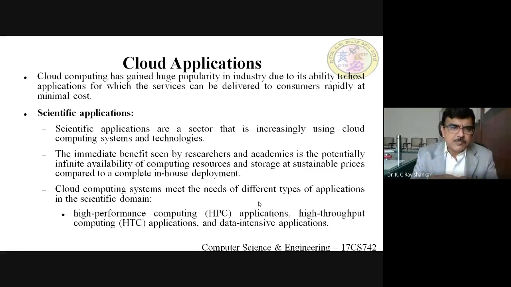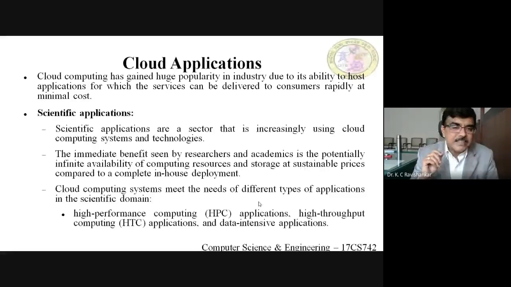Let us see now. Cloud computing has gained huge popularity in industry due to its ability to host applications for which the services can be delivered to consumers rapidly at minimal cost. Scientific applications first. As you know, it has got huge popularity, because when you look at cloud, yes, we require it. Big data, yes, we require it. Now we are thinking of having artificial intelligence and machine learning also in this, data analytics also. So everything is available. How do you speak to an Amazon device, how will it be connected? It will be connected to the internet. It's an IoT device. So that IoT device will be connected to the internet.